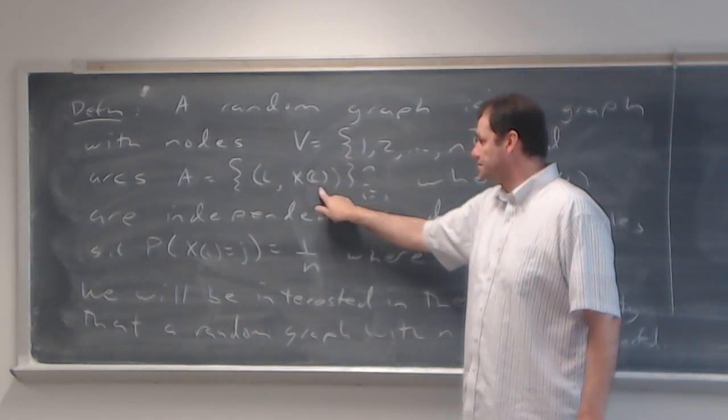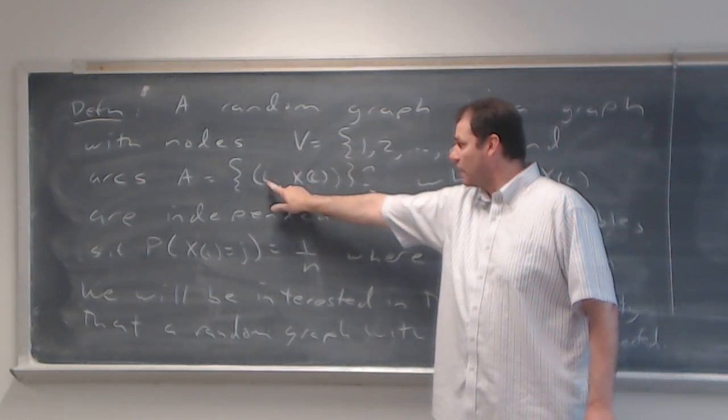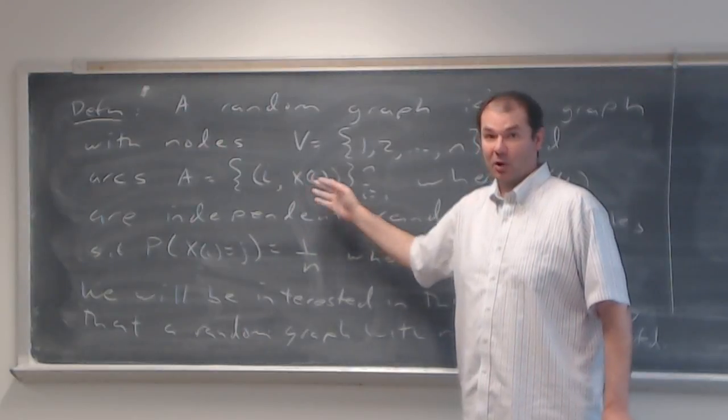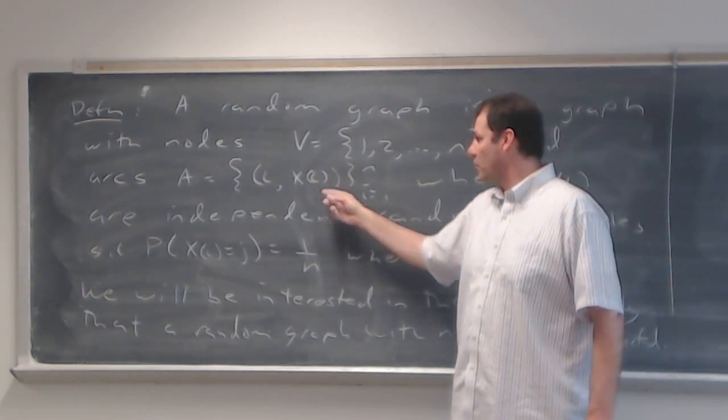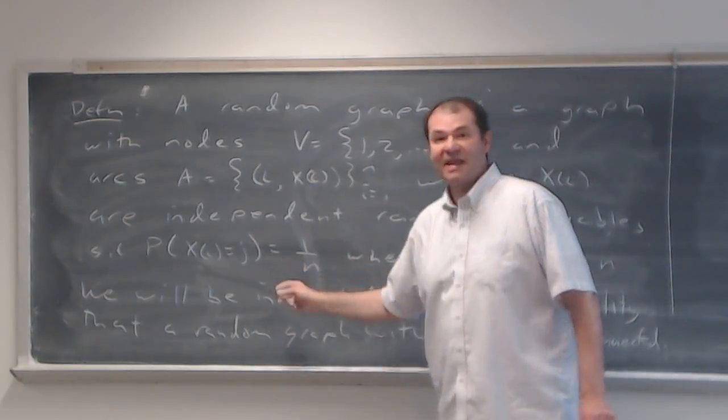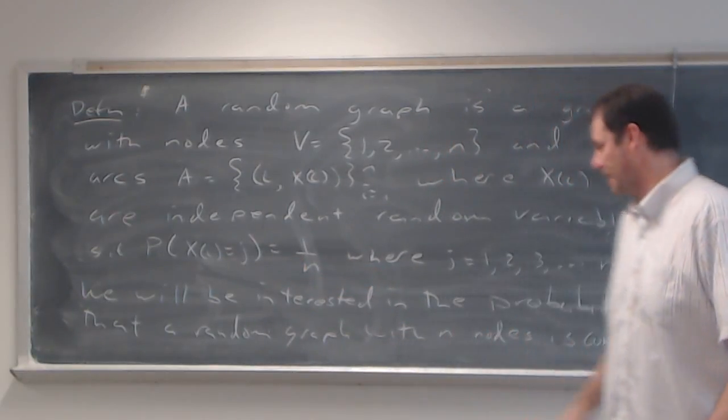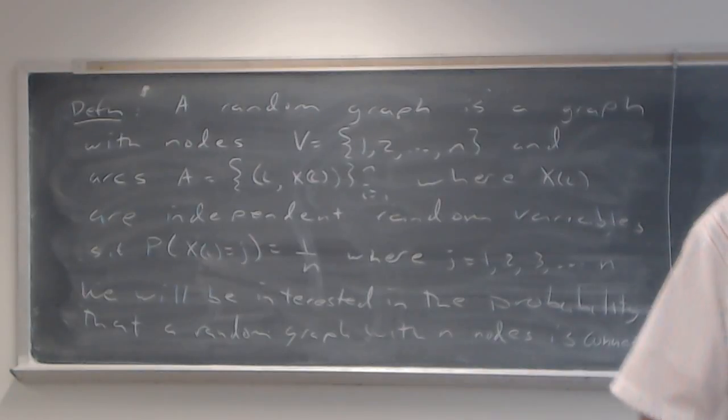And so here, where the ith node is sent to by this random variable, the arc, the edge, is created. They are equally likely to go to any node. That's what's happening. Let me write some of that down.